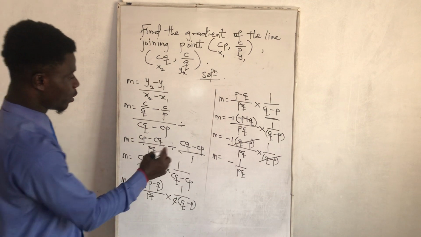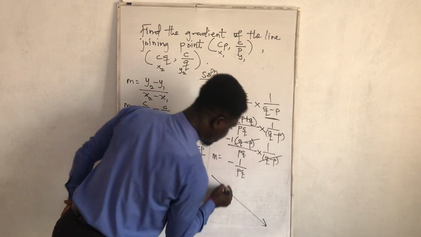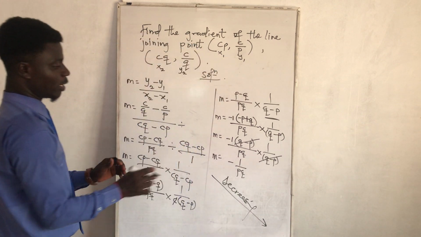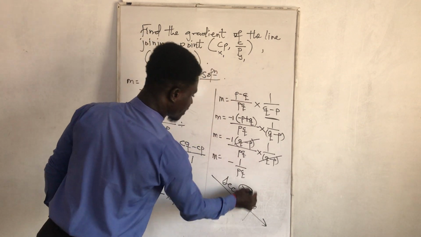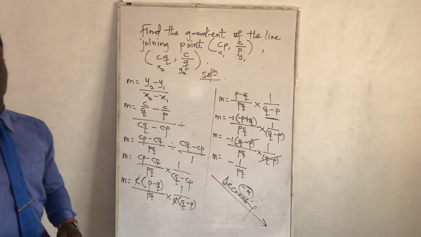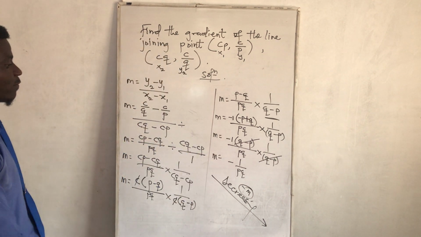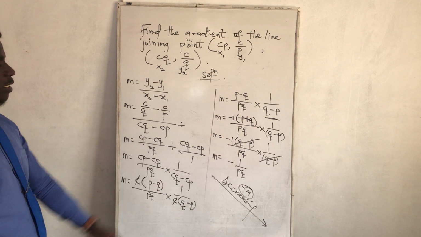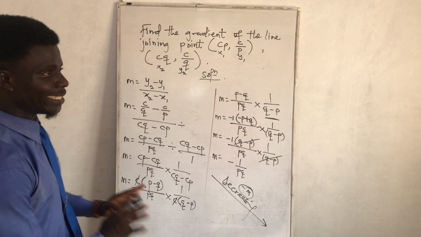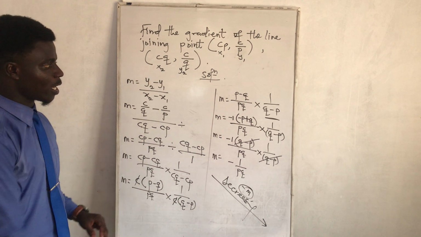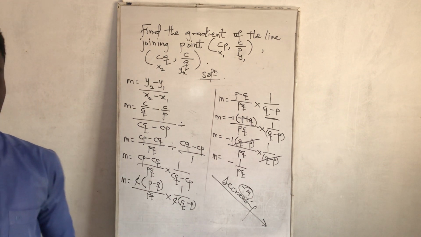Very, very simple. So this one will get a decreasing function, or a downward slope, because it has a negative gradient, right? The sign here is negative, so we get a negative gradient, which is a decreasing function or a downward slope. So kindly correct that for me so you can watch it very carefully.